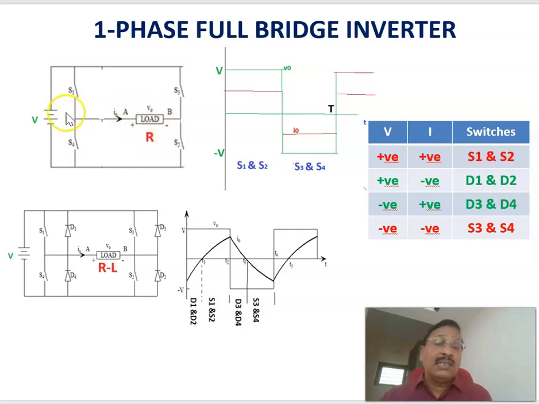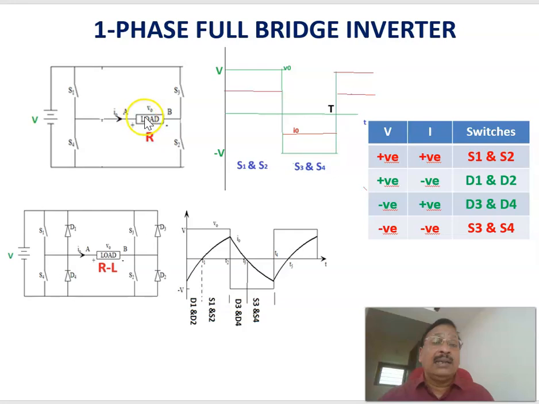If it is a purely resistive load, which practically is not possible but I am explaining just for illustration, and the switches S1 and S2 are switched on, you will be getting plus here and minus at the other terminal, so you get plus V voltage here. And when the switches S3 and S4 are switched on, at the same time S1 and S2 switch off. At that time, the polarity reverses, positive here and negative here, so that a negative voltage minus V comes across the R load.